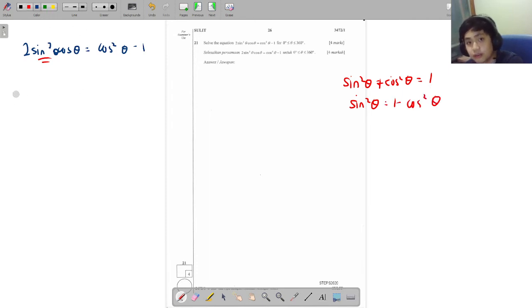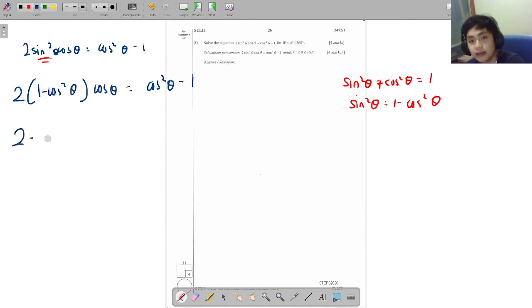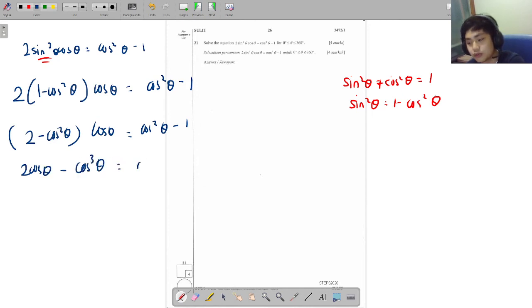Right. So from here it will be 2, 1 minus cos square theta, cos theta equals cos square theta minus 1. So by multiplying, I have 2 minus 2 cos cube theta. Yeah, 2 times here and times cos. So sorry, I should just multiply the 2 first. 2 minus cos square theta multiplied by cos theta equals cos square theta minus 1. So multiplying cos will be cos theta minus cos cube theta equals cos square theta minus 1 in this case.